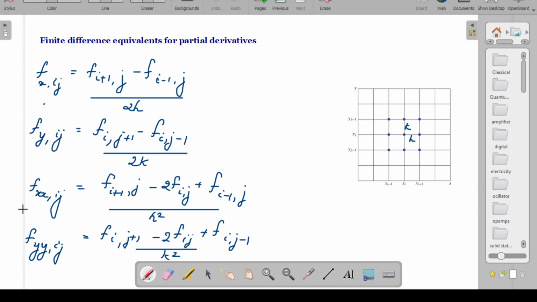Similarly, the second order partial derivatives according to this method can be made equivalent to this. The second order derivative of f with respect to y is made equivalent to this one. So if you have equations with first order and second order partial derivatives, those can be substituted by these equivalent expressions, and then we can try to solve them numerically. First we shall see how the Laplace equation can be solved using this finite difference equivalence.